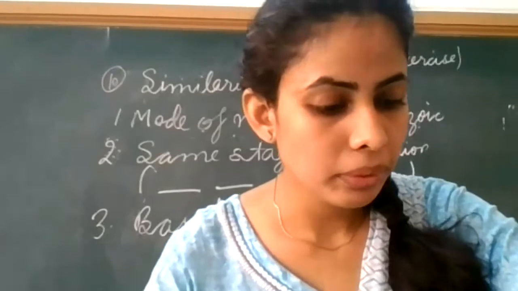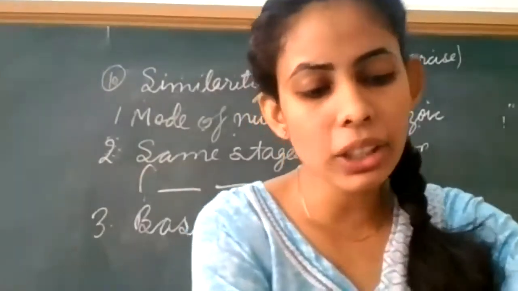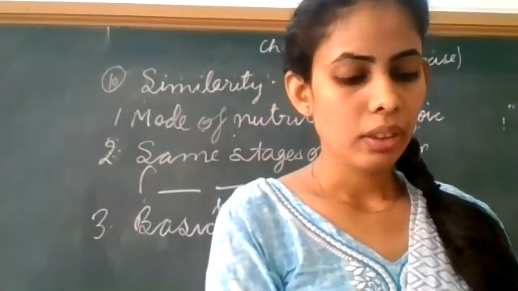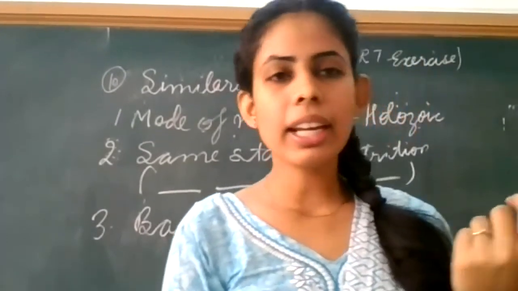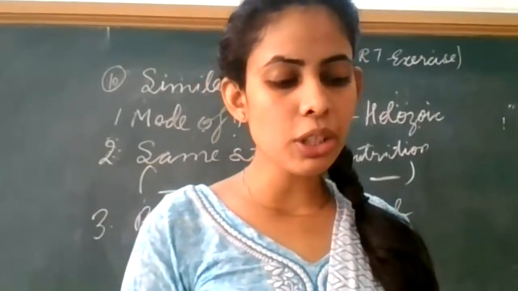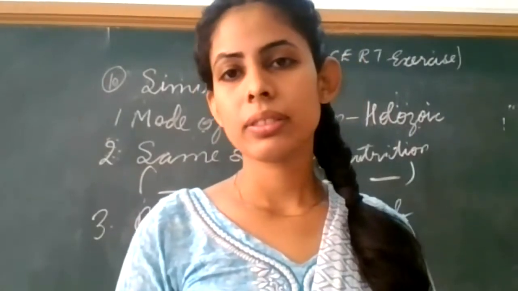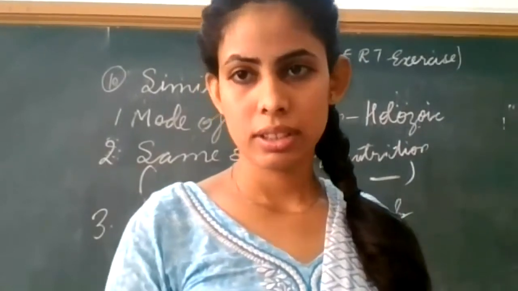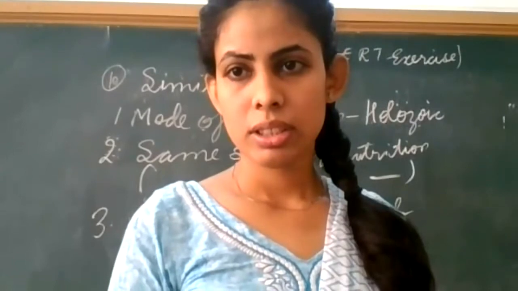Please label it also and draw a well labeled diagram. Clear? And next question number 13. Please read the question number 13. Can we survive only on raw leafy vegetables?